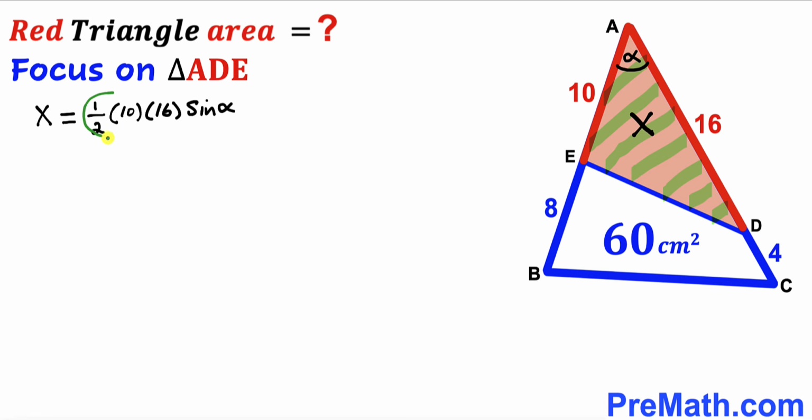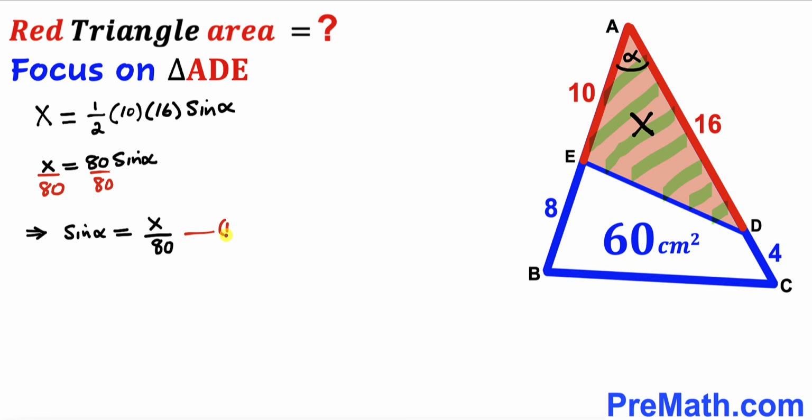If we multiply and simplify, that gives us 80. So we can write X equals 80 times sine of angle alpha. Now I'm going to divide both sides by 80 to isolate sine of alpha. So sine of alpha is equal to X divided by 80. I'm going to label this as equation number 1.